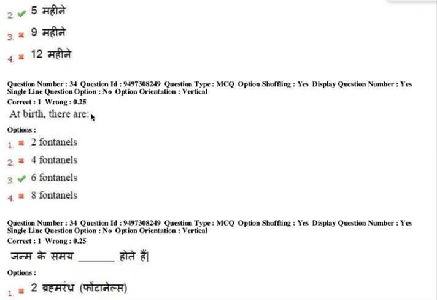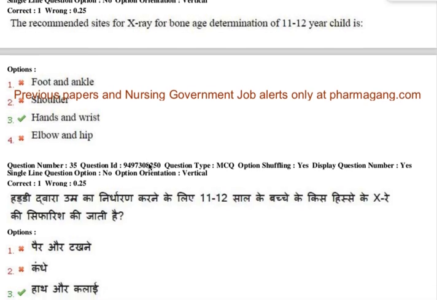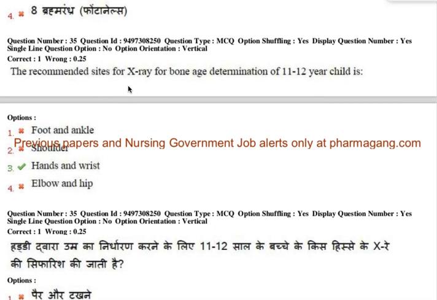Next question. At birth there are. Right answer is 6 fontanelles present at the birth time. Next question. The recommended sites for X-ray for bone age determination of an 11 to 12 year old child is. Correct answer is third, head and wrist.